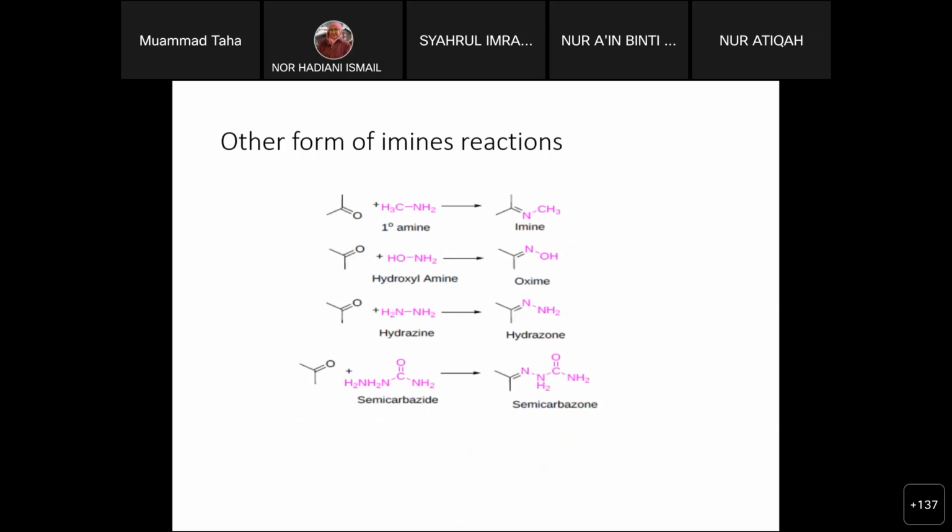The other examples of imines: imines can form from primary amines; with hydroxylamine it forms an oxime, with hydrazine it forms a hydrazone, and with semicarbazide it forms a semicarbazone. These are the most common reactions taking place in daily organic chemistry research. Go to the next slide.